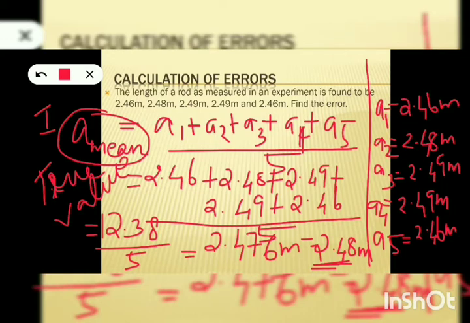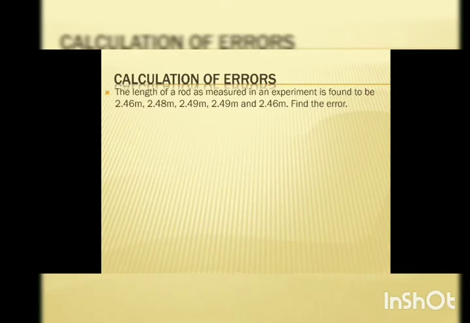Now we are moving to the next step, error. So this is our actual value, 2.48. What is the difference between this true value and the individual observations? Individual observations means A1, A2, A3, A4, A5. So there is a difference between A1 and A mean. Let's find out the difference. That is the next step. So I am going to rub all these things and take a fresh page. Now, in the second step, we are finding the difference between the mean value, or the true value, and the individual readings.